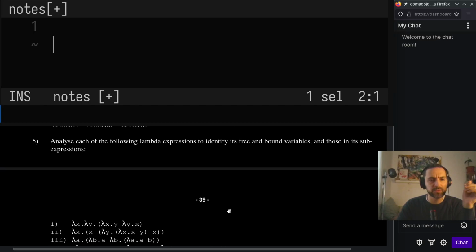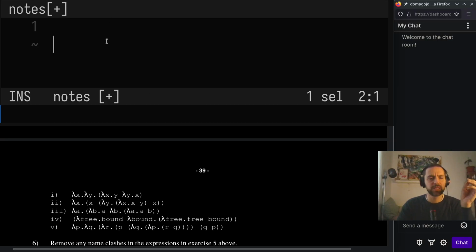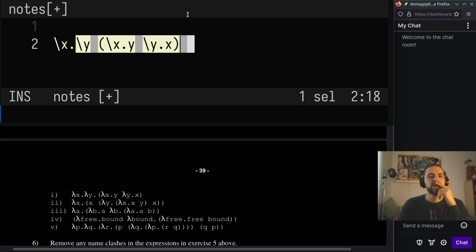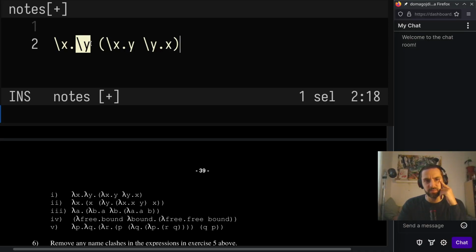So what are we supposed to do? Analyze, identify free and bound variables and those in the sub-expressions. Well, lambda x, lambda y, and lambda x dot y, lambda y dot x. It doesn't look like we have anything free. Lambda x is the head. That's the function head. This is the definition. But the definition itself has a lambda head, lambda y. And this is also being applied. So this is not a separated head. Otherwise it would be a dot, right?